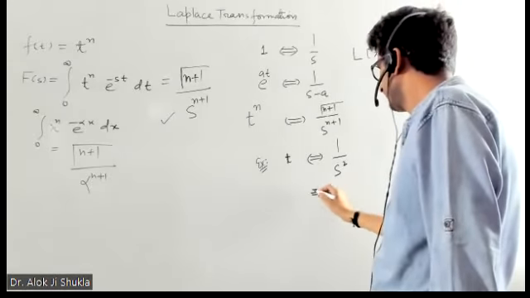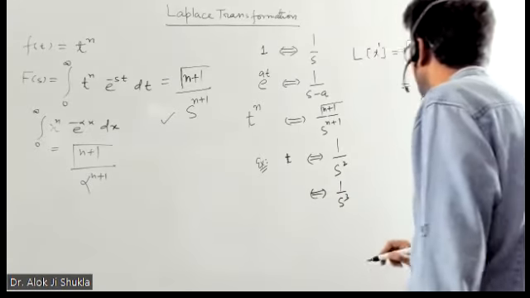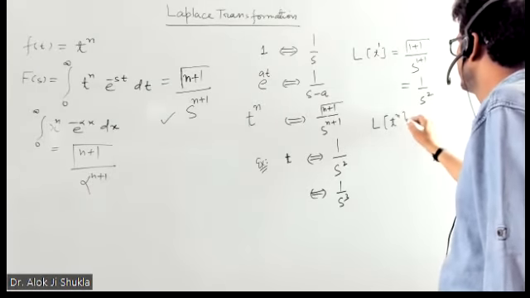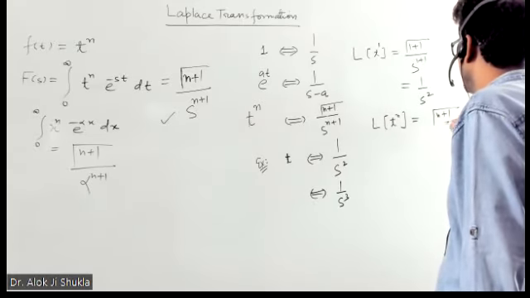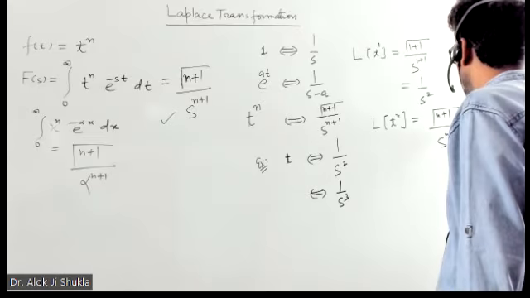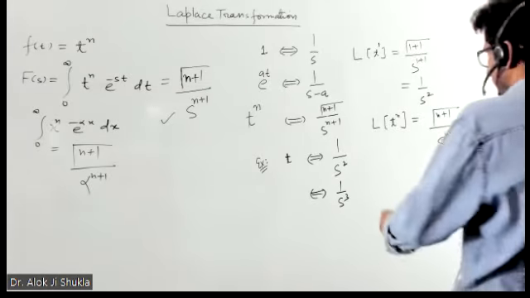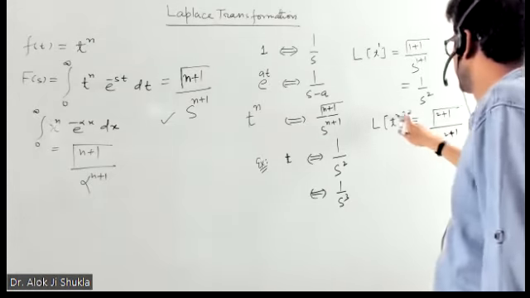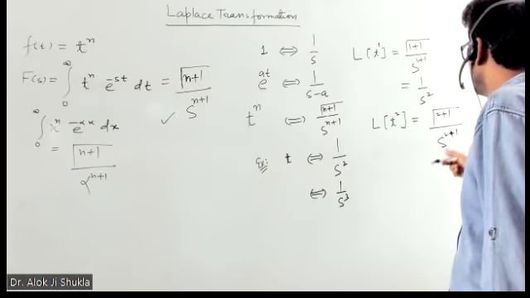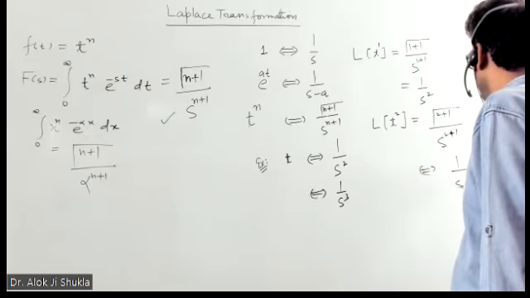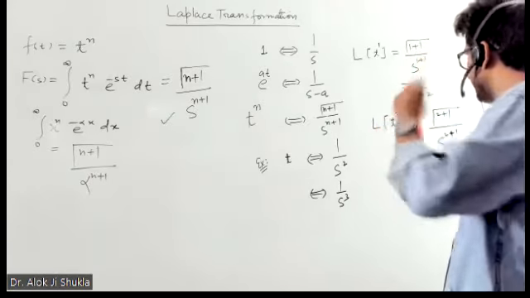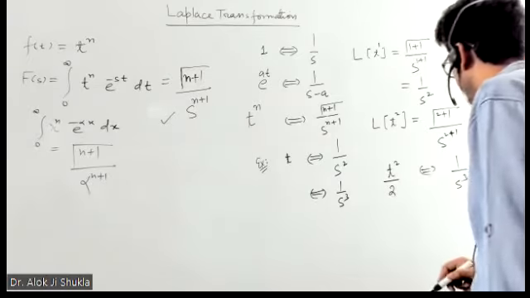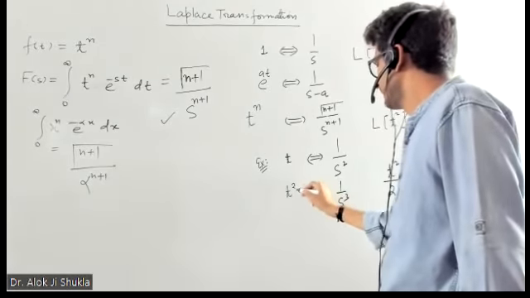And suppose it is 1/s cube. You have the Laplace of t to the power n equal to gamma n plus 1 by s to the power n plus 1. If it is s cube, then n is 2 here. So the inverse Laplace of 1/s cube is t square by gamma 3, so you will say t square by 2.